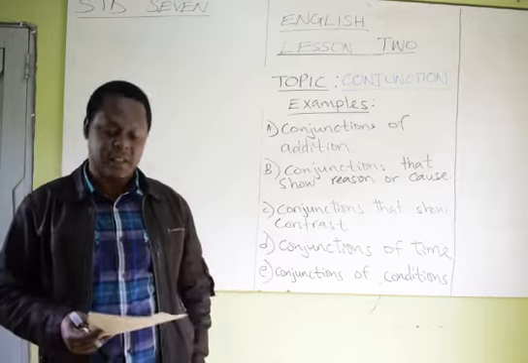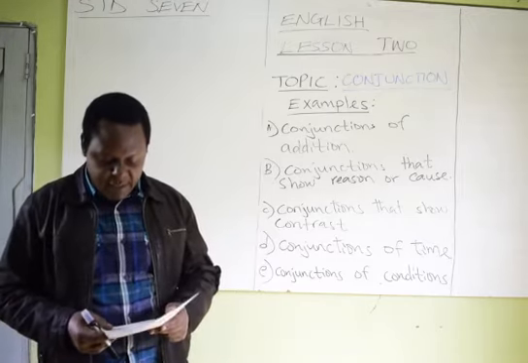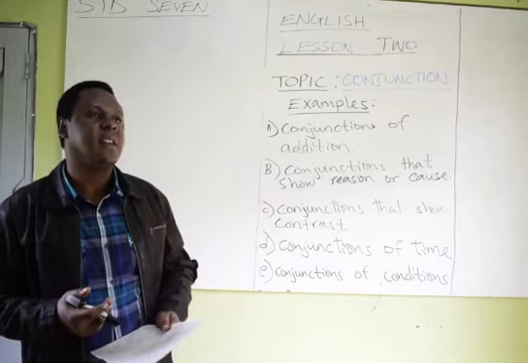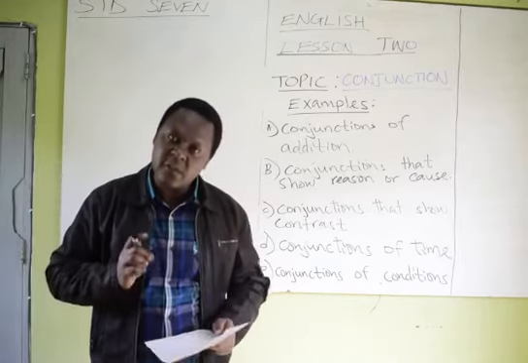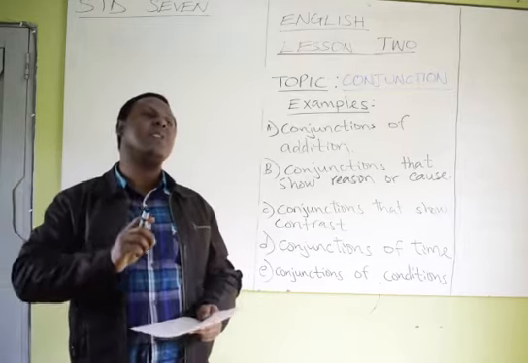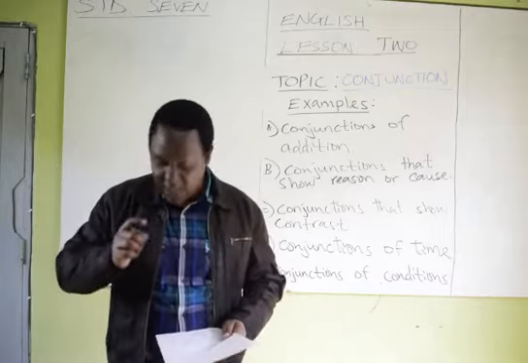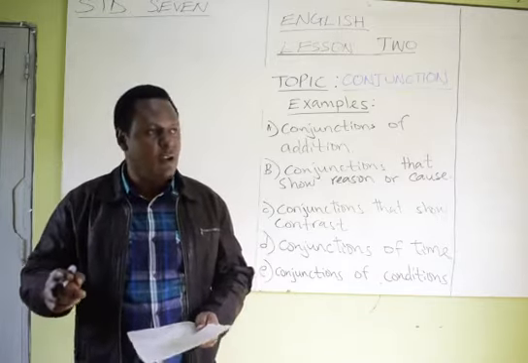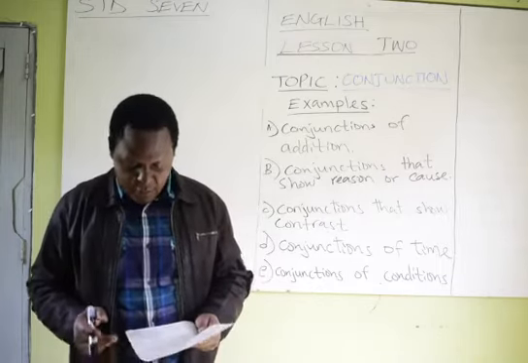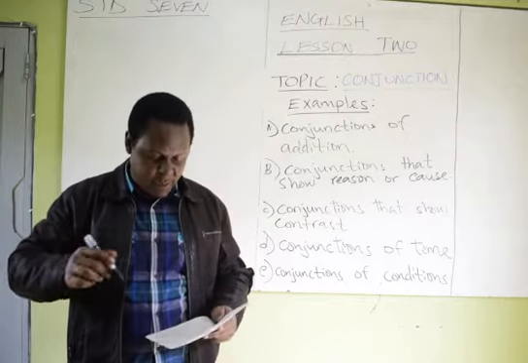Examples in sentences. Example 1. The girls were singing while the boys were dancing. The usage of the conjunction while tells you that two activities were happening at the same time. On one hand, girls were singing. On the other hand, boys were dancing, but happening concurrently. That's why we use the word while.